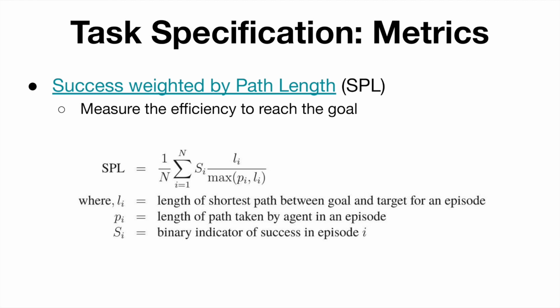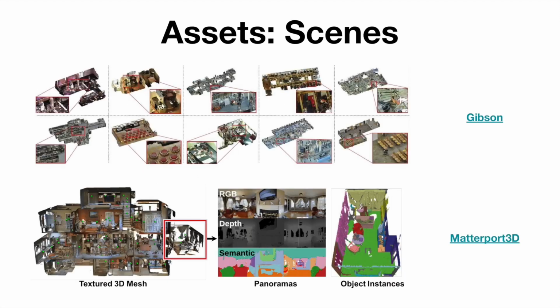Beyond the success rate, SPL, short for success weighted by path length, is also widely used to measure the efficiency to reach the goal. Habitat 1 supports many non-interactive scene datasets, like Gibson and Matterport3D.